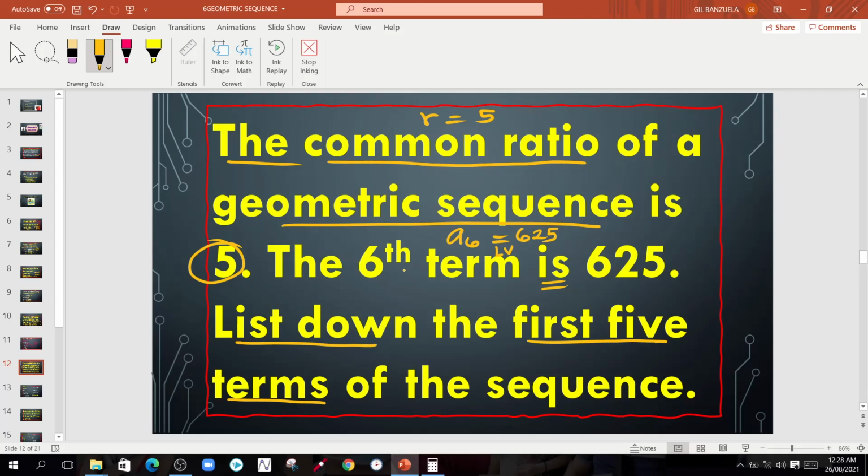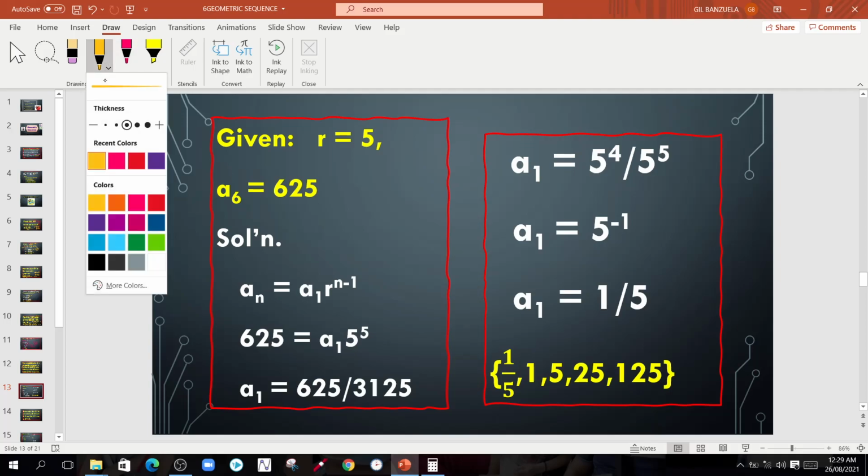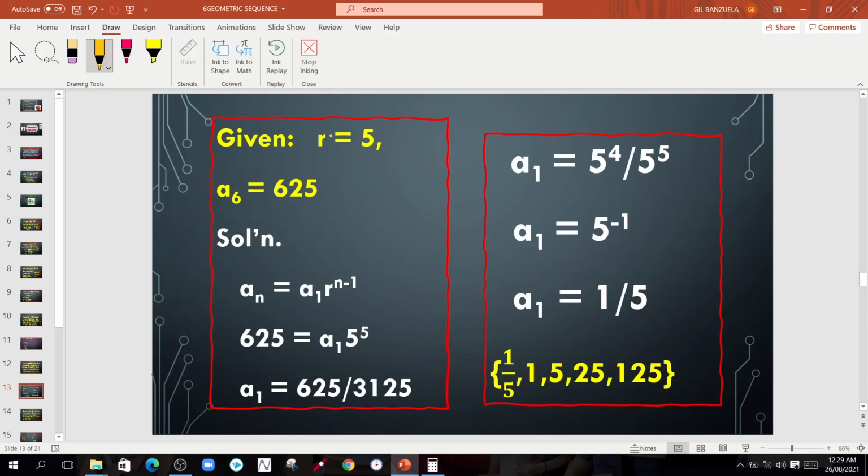Ayan, kung yung sixth term ay 6 to 5. Alright? Okay? Sige. So, let's proceed. Ayan. So, dito guys, no, yung binigay sa atin sa problem, ang given yung ratio, 5. Tapos, yung sixth term ay 6 to 5. So, huwag kayong mataranta, guys. Ganun pa rin. Kunin ang given, then, state natin yung formula.